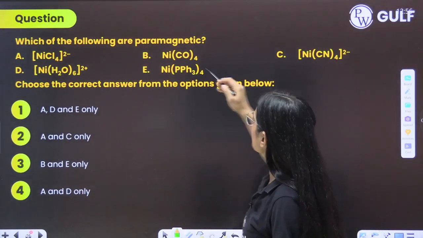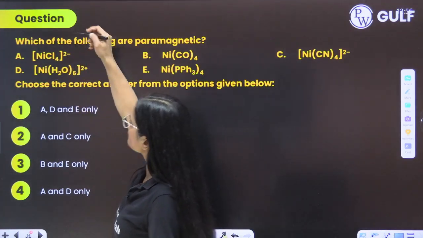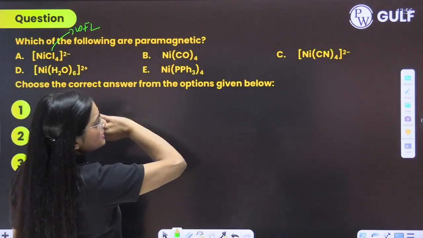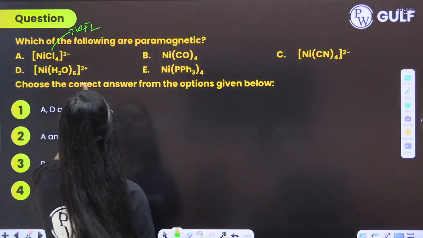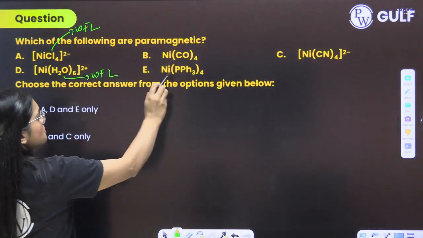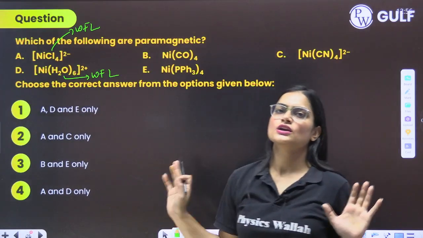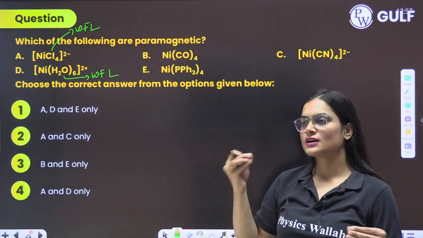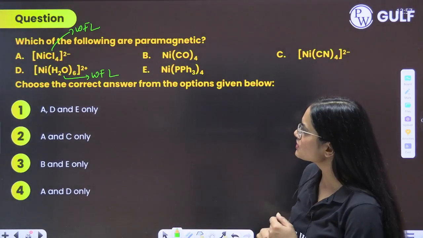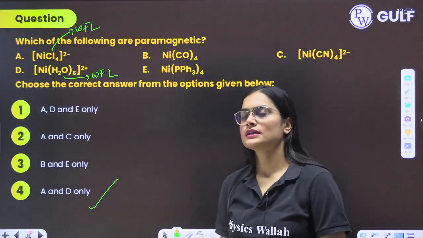So in case of weak field ligands like Cl, here it is Cl, which is a weak field ligand, WFL, and carbonyl is a strong field ligand, Cl is a strong field ligand, water is a weak field ligand, WFL. So PPh3 again is a strong field ligand. So in the two cases A and D, you will not be getting any paired electrons. You will be having unpaired electrons. So that is why these species would be paramagnetic. That is why here options A and D are correct. Next one.